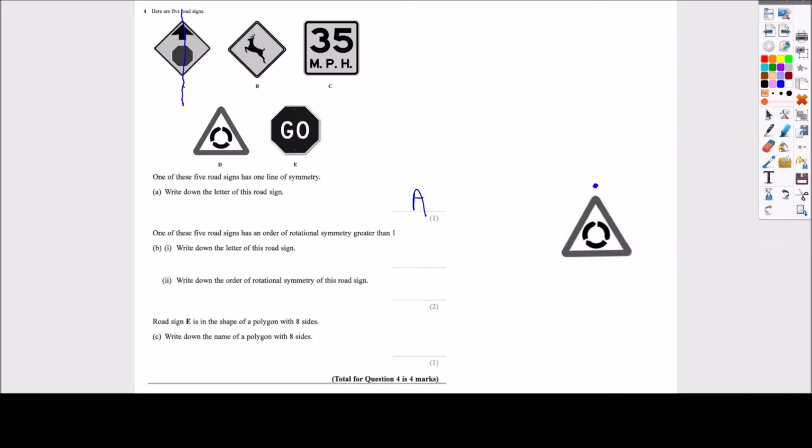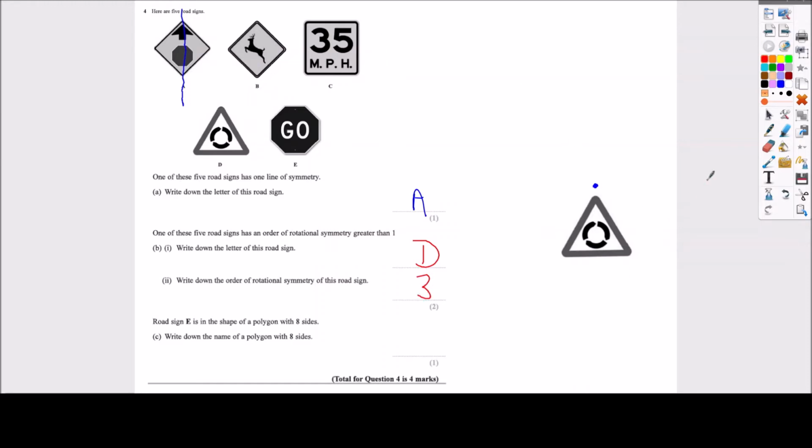Which one is it? Now, rotational symmetry is different to normal symmetry. Imagine you have a shape and as you turn it around 360 degrees, how many times during that turn would it look identical? Now, the answer is shape D, and the number of times it would look the same, the order of rotation, is 3. And I'll show you why.